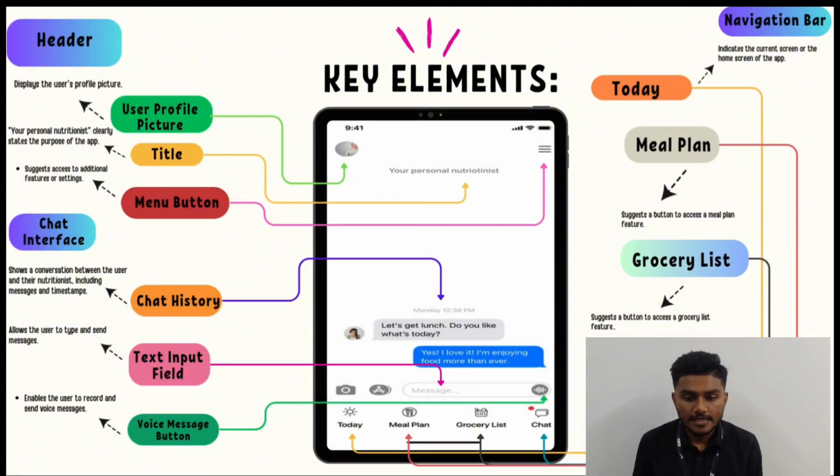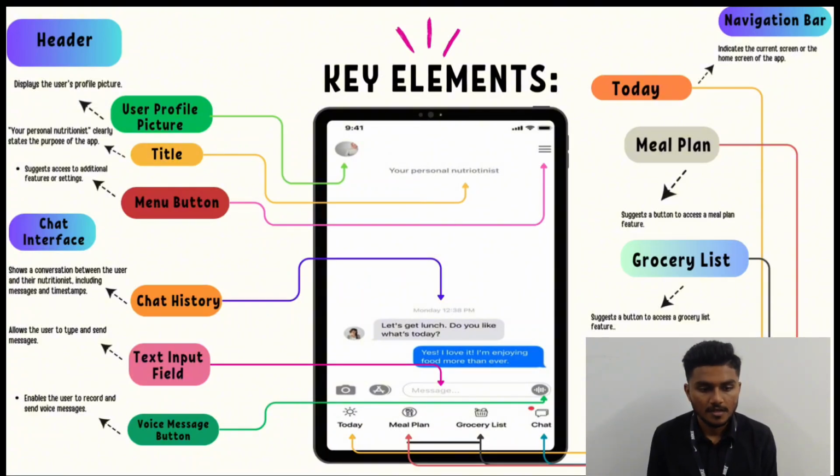Here we have the key elements of interface number 4. As you can see, we've got 3 things to explain: header, chat interface, and navigation bar. In the header we've got 3 things to discuss. The first one is the user profile picture, which displays the user's profile picture.